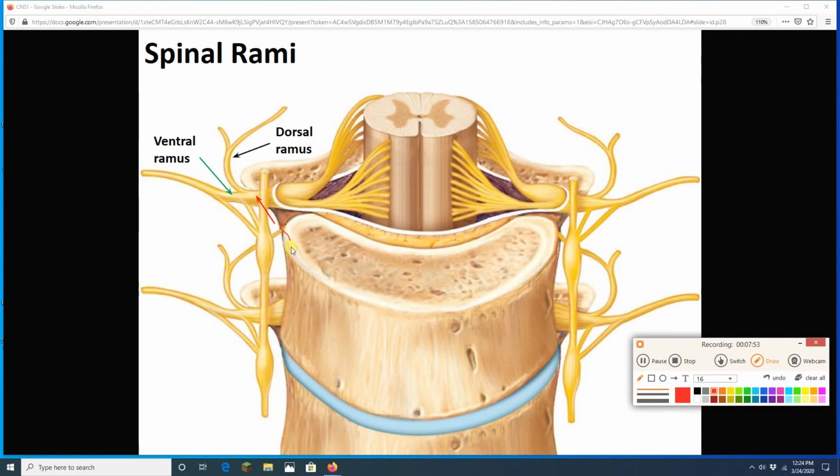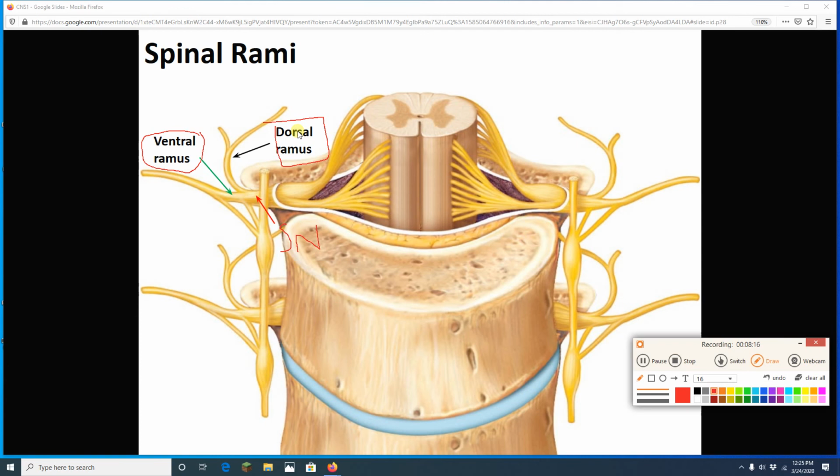So, spinal nerve. Spinal nerve is this red guy right here. SN for spinal nerve. The spinal nerve almost immediately starts to branch. And when the spinal nerve has its first branches, we're going to get a big one to the front called the ventral ramus and a smaller one to the back called the dorsal ramus.